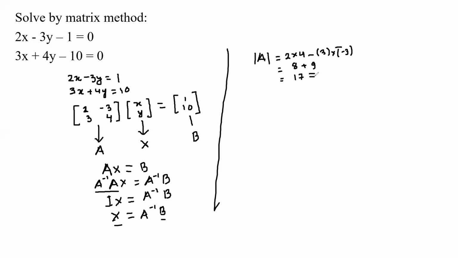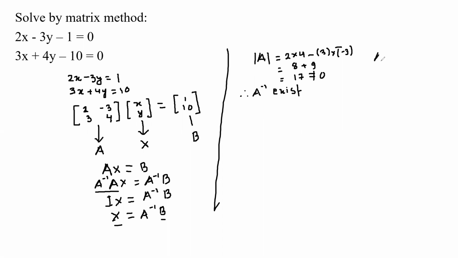Which is not equal to 0. So what does it mean? It means that therefore A inverse exists. Now see here, A inverse exists. Now, we need to find out the A inverse here. Okay, how do we find A inverse?